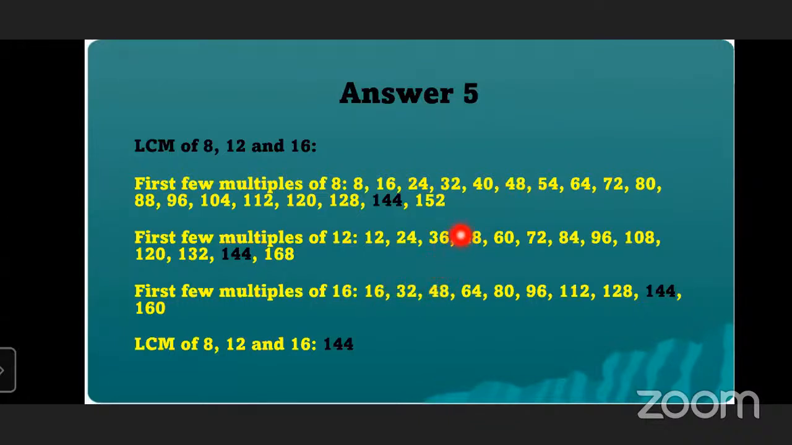But sir, here 144 is written. Yes, beta, that was actually a mistake. The answer is 48. Fine. Because the number 48 comes in all the tables. Got that? Yes, sir. That's why the answer is 48.